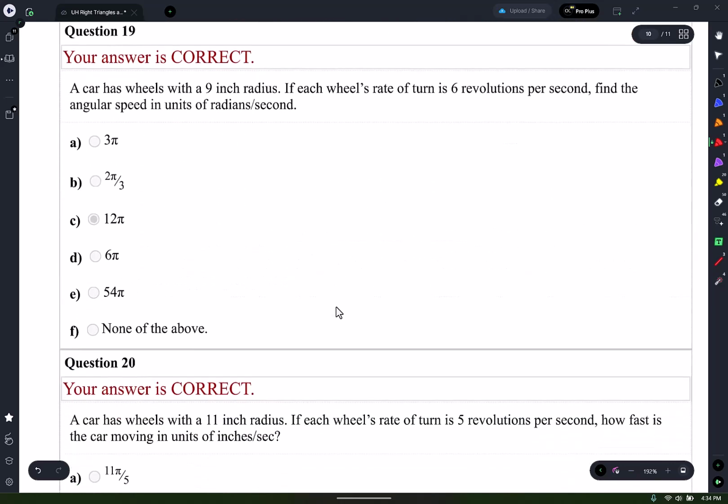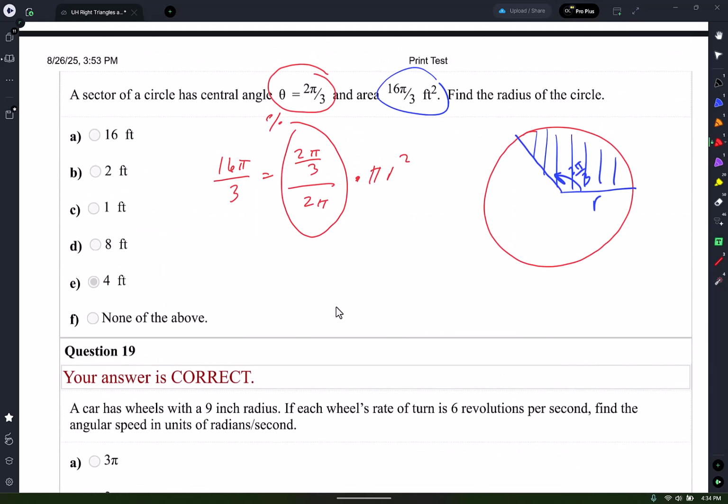Does that make sense? How come it's equal to 16 pi over 3? Because they gave me the area of that sector. It's right there. This in blue, that area is that. This is the percentage of my whole circle. So that's what the area is of that in blue, and that's what I'm going to use to solve for r. Does that make sense? You can tell me no if it doesn't.